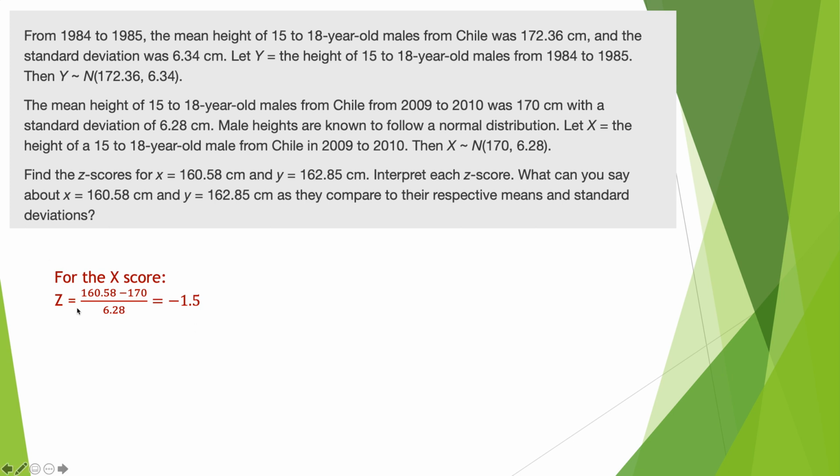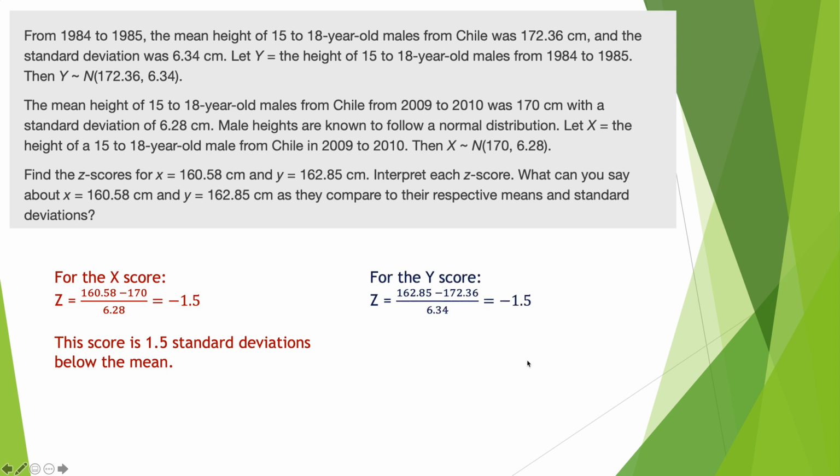And then I just run the numbers. 160.58 minus 170 equals, and then divide by 6.28. You get negative 1.5. So that's the x score. And what this means is that the score is 1.5 standard deviations below the mean. Okay, well, let's take a look at the y now.